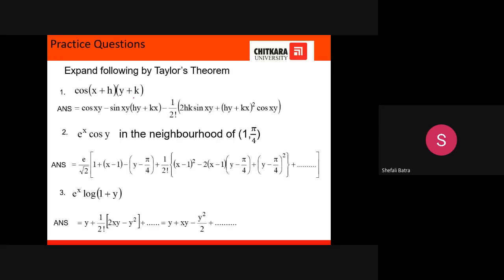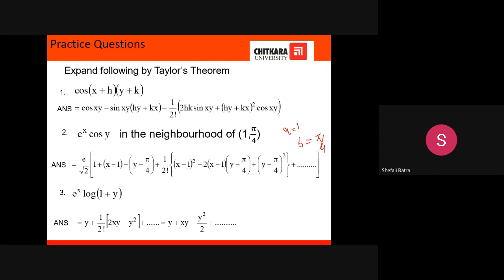Now this is your homework. You will practice this question. This is in terms of h and k, so you'll be using formula number 1. That is in the neighborhood of 1 comma pi by 4. Similar question. Here a is equal to 1 and b is equal to pi by 4.